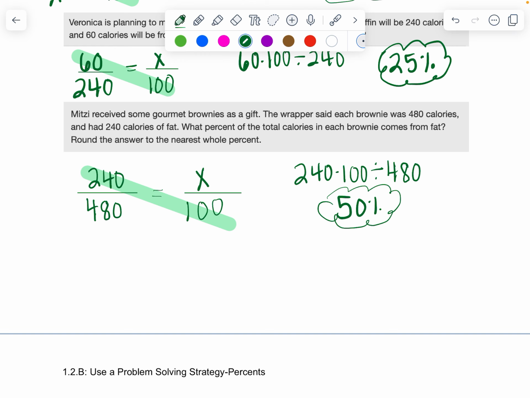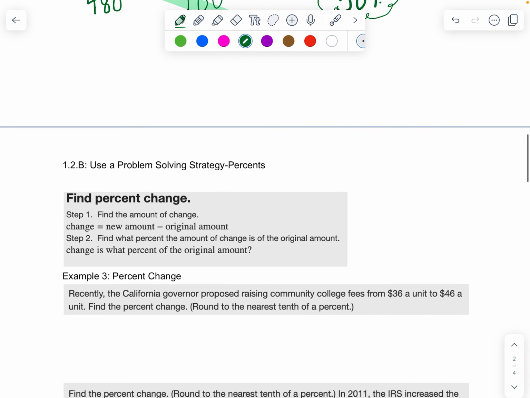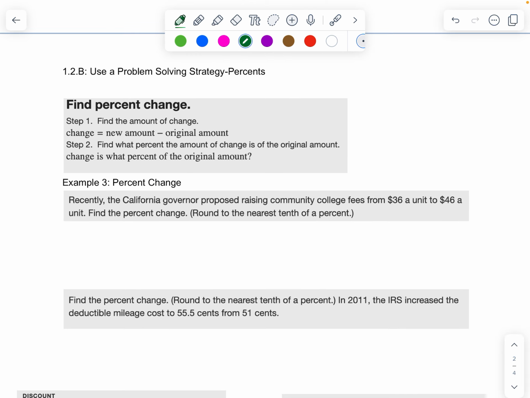All right, let's look at percent change. So the first thing we want to do is find the amount of change. To do that, you do the new amount minus the original amount. Find what percent the amount of change is of the original amount. I'm not sure why this sentence is here. I feel like it was there twice. I'm not sure why. All right.